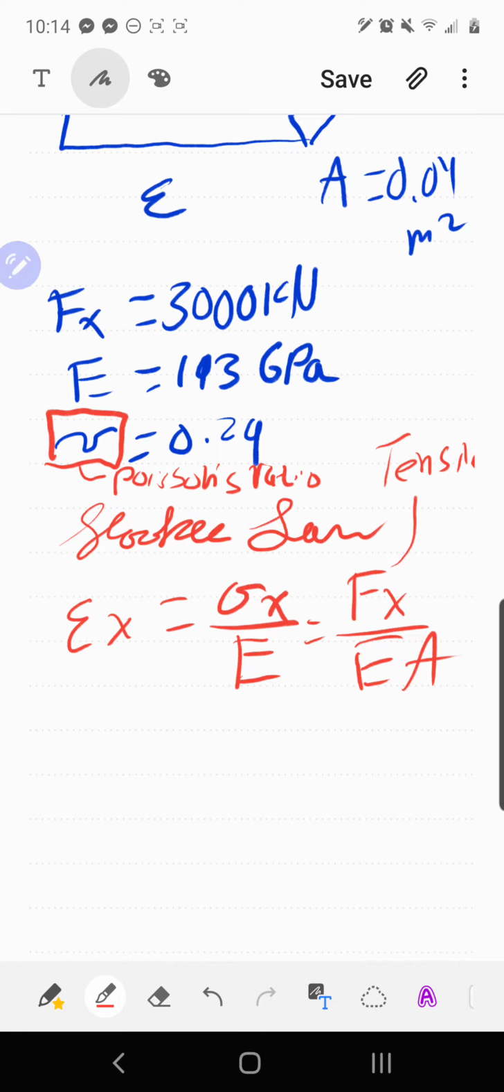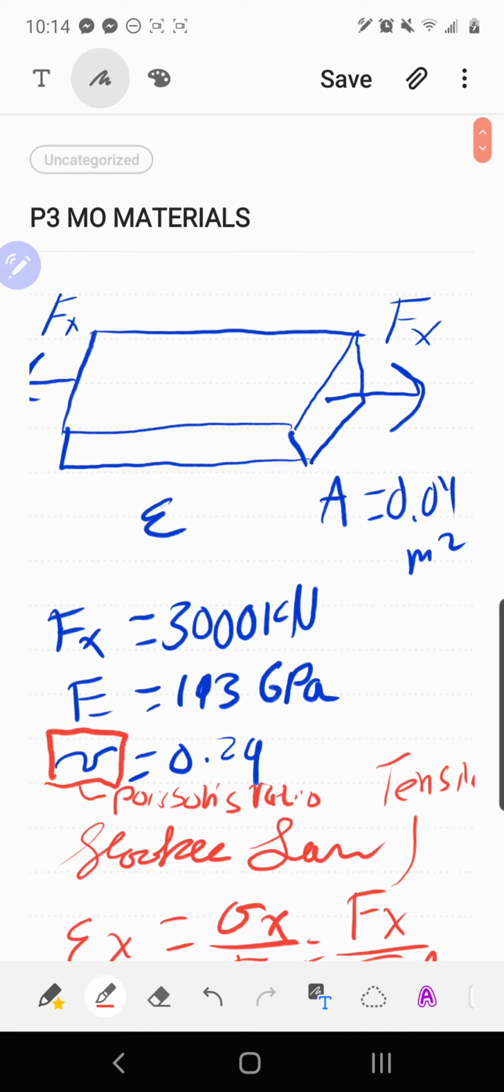Okay. That's good to know. All right. What do we got? We want to find our strain, correct? Because we want the lateral strain. In this case, lateral, I believe they are talking about in this direction. I am not sure.